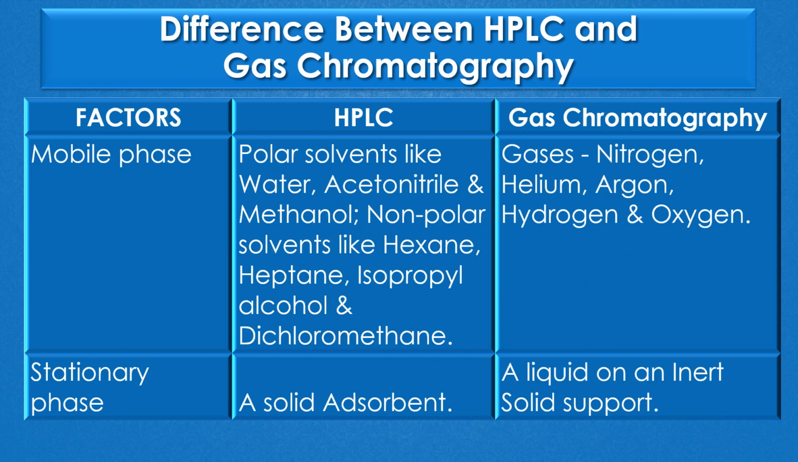The mobile phase of HPLC are polar solvents like water, acetonitrile and methanol, non-polar solvents like hexane, heptane, isopropyl alcohol and dichloromethane. And the mobile phase of gas chromatography are gases like nitrogen, helium, argon, hydrogen and oxygen.